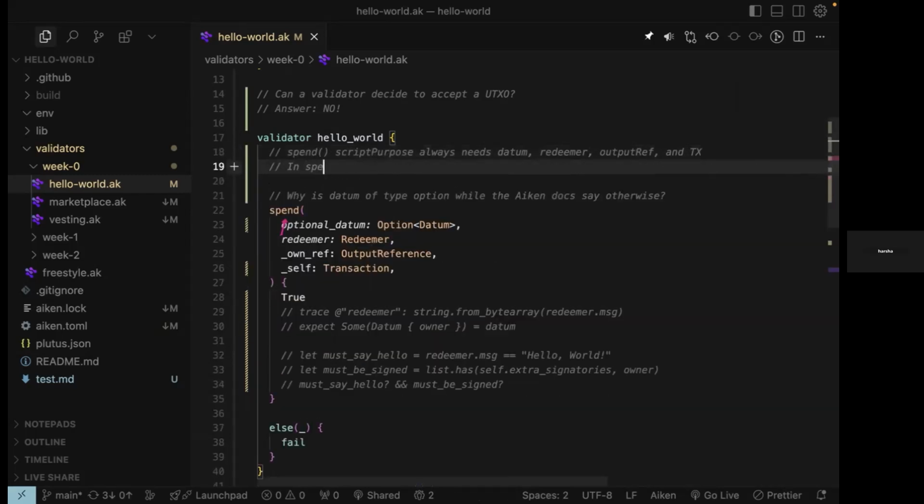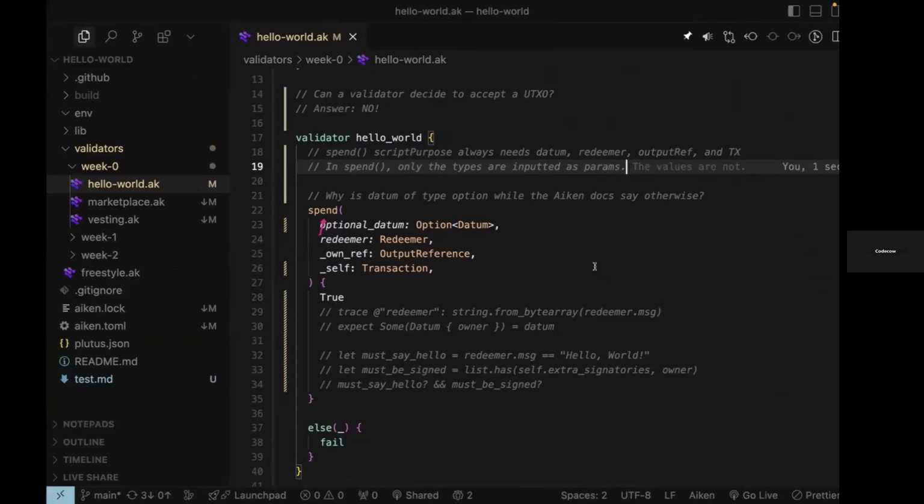In spend script purpose, only the types are inputted as params. Does this make sense?